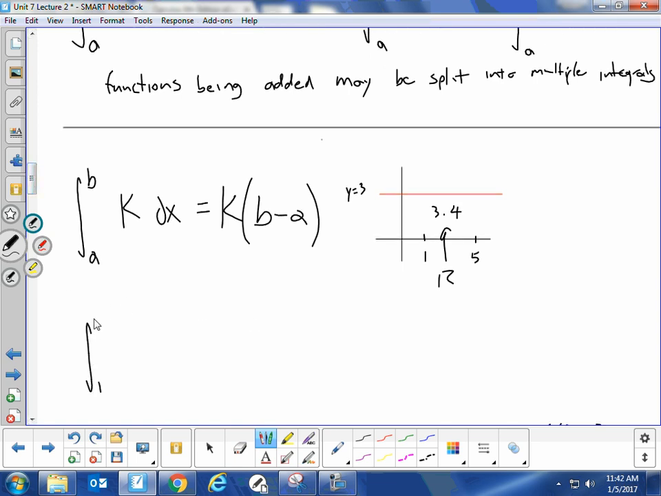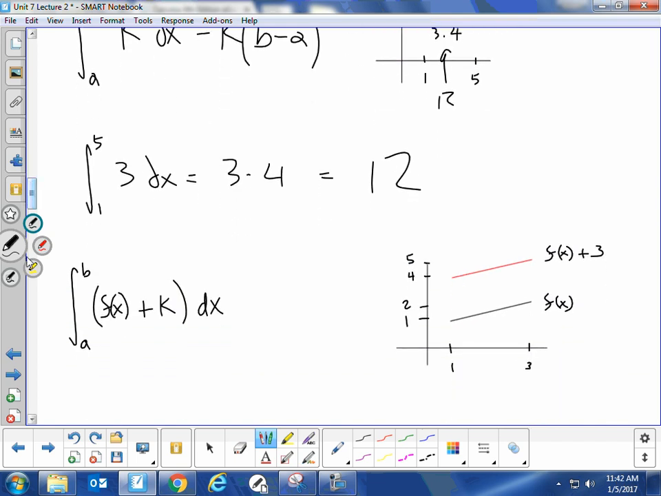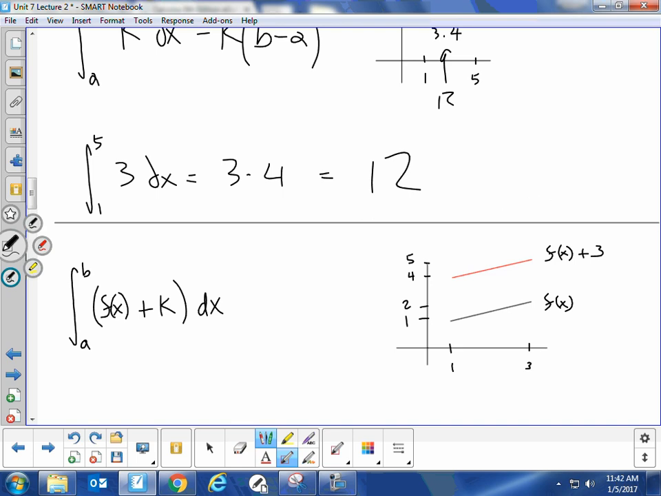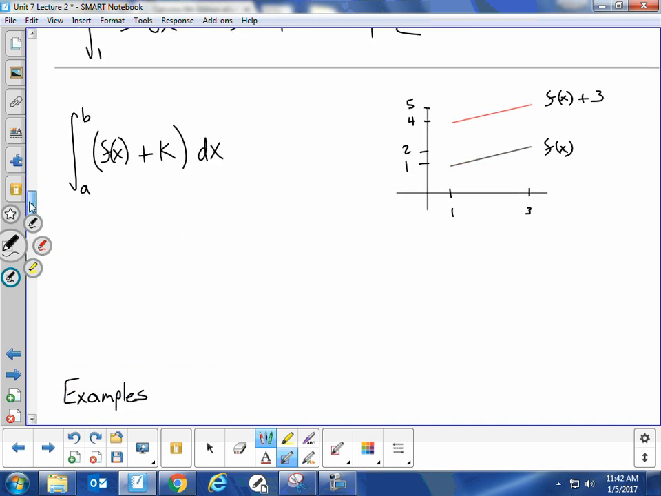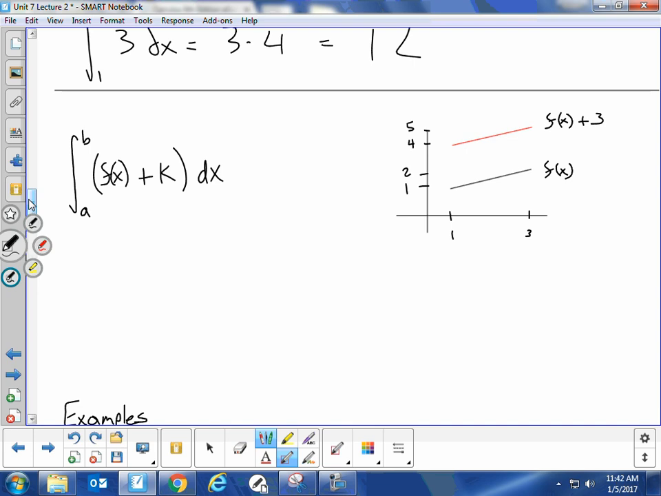So again, if I want the integral from 1 to 5 of 3, I know this is just going to be 3 times 4, which is 12. Okay, that brings us to the next one, something that a lot of students will trip up on, which I don't want you to trip up on.